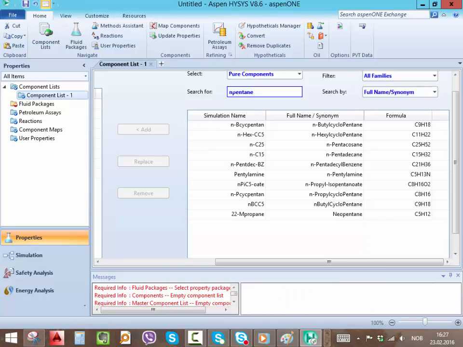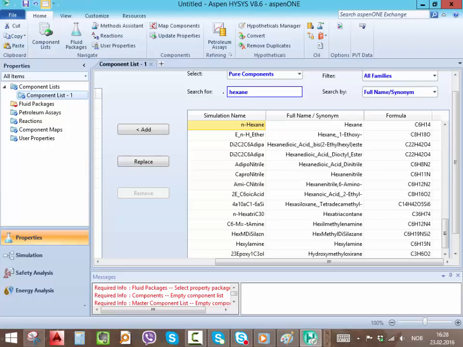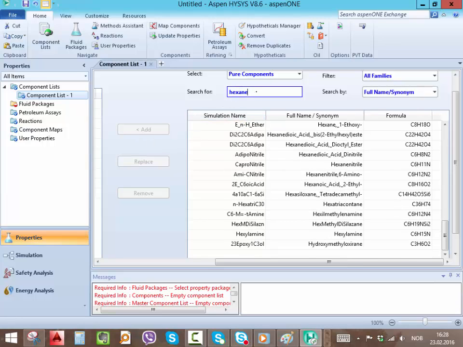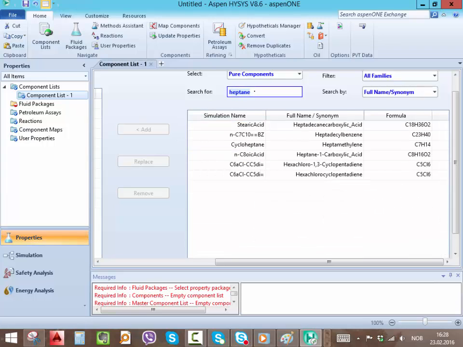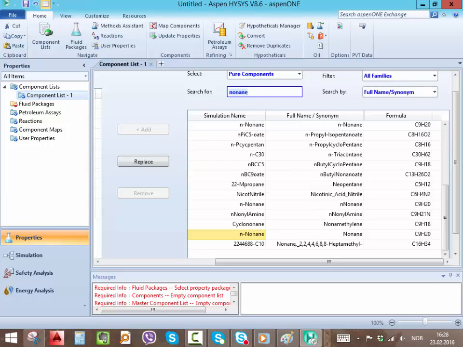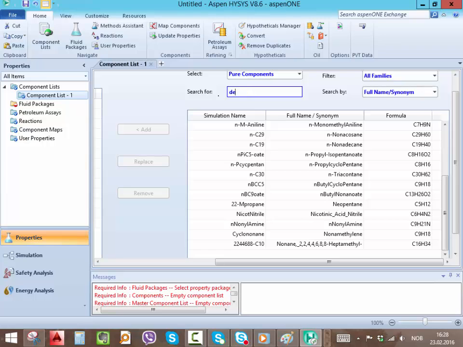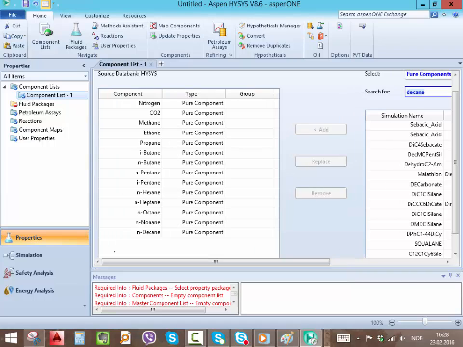Anyway, so i-pentane. I-pentane? Yeah. Okay. Hexanes. Heptanes. Okay, it's a long list. Octanes. Two more to go. Okay. Nonanes. Yeah, and here I have my list of components. Hopefully it's the same one that I have in Excel.